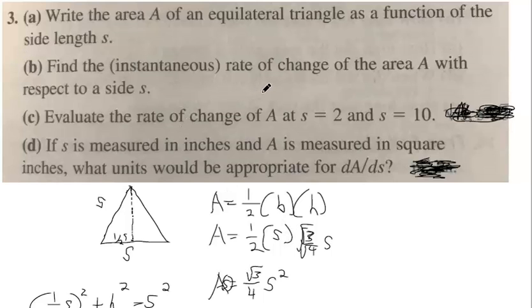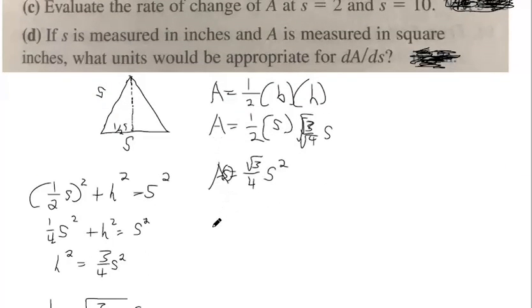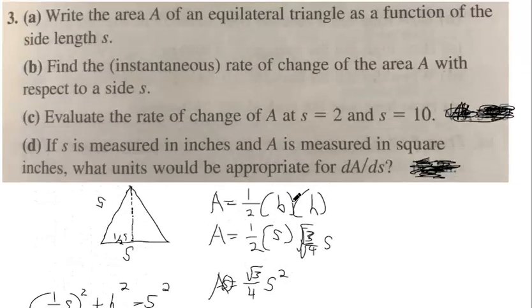Find the instantaneous rate of change of the area with respect to side length s. That just means we need to take a derivative of A with respect to s. So the power rule happens. The 2 comes down and multiplies. So that's square root of 3 over 4 times 2. That makes square root of 3 over 2. And that's s, because the 2 came down and multiplied.